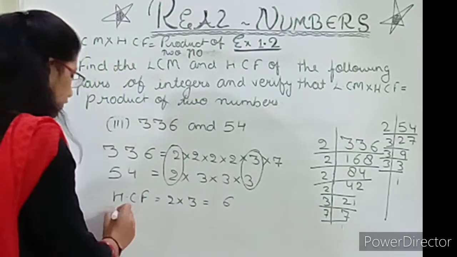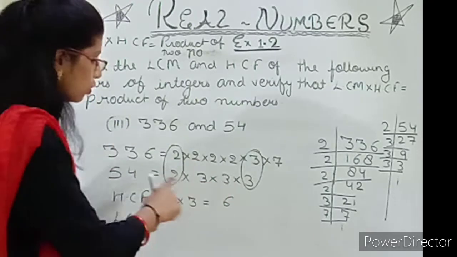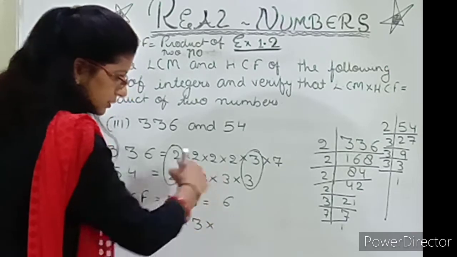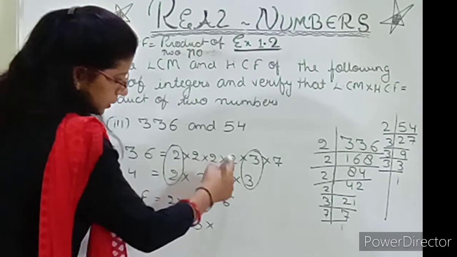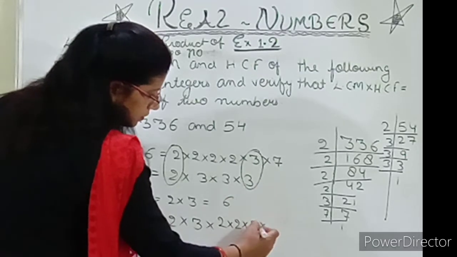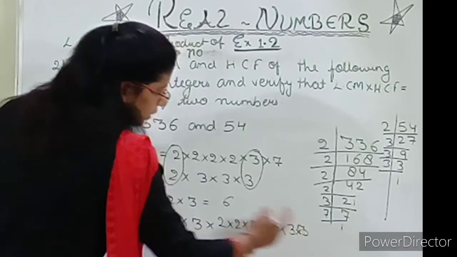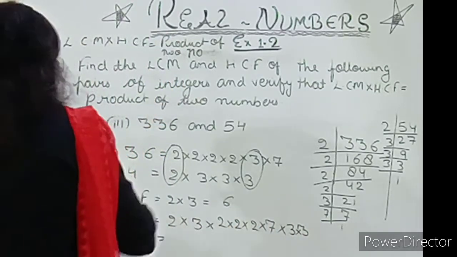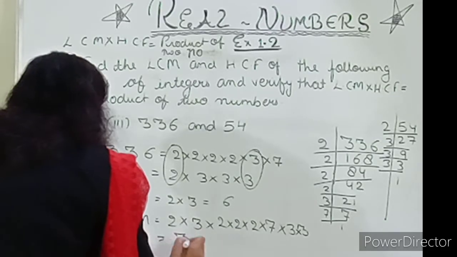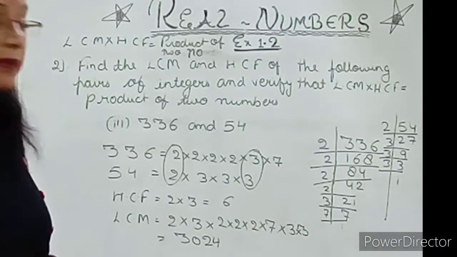In the same way we can find the LCM. I told you, whatever is common we have to write first. 2 into 3 we will write. Then whatever is left we have to write all: 3 times 2, 1 time 7 and 2 times 3. So we have to multiply all these. When we multiply all these, we will get 3024.